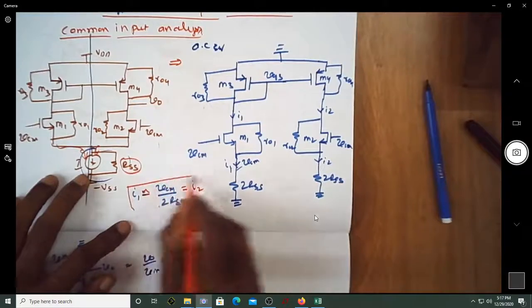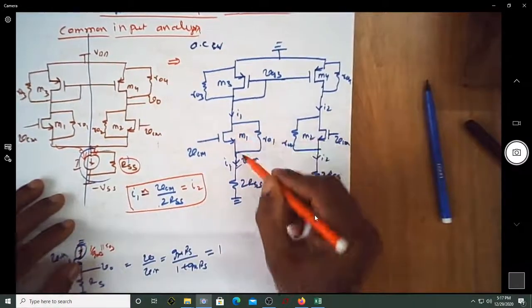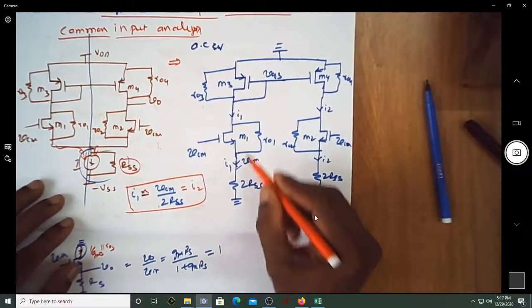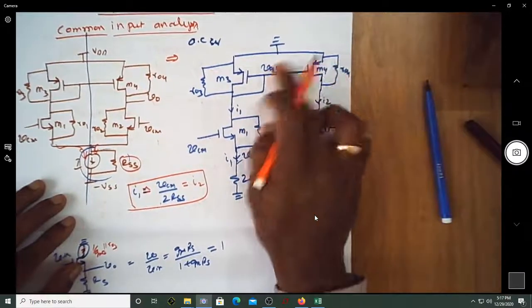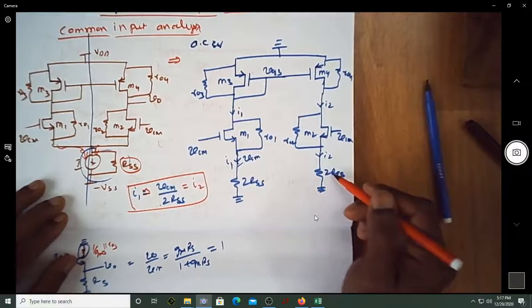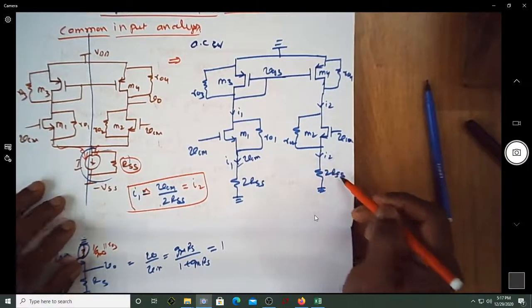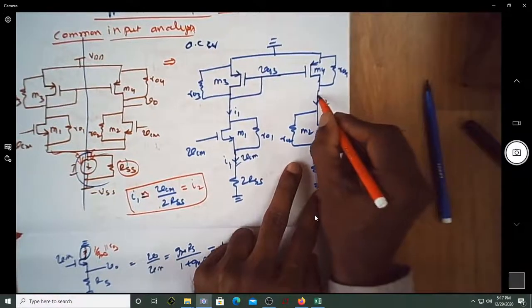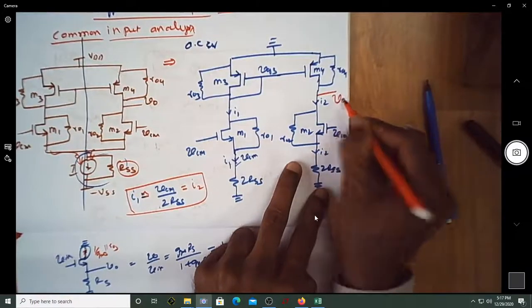I2 here. You can see the current I1 is VCM by 2RSS, and the same current is mirrored here because of this mirror action. I'm going to have I2 also equal to VCM by 2RSS. So this is the point where I'm trying to measure the voltage V0.